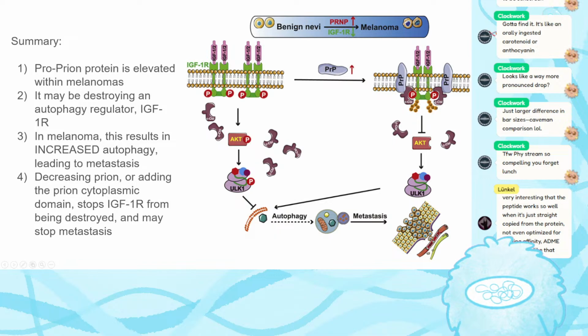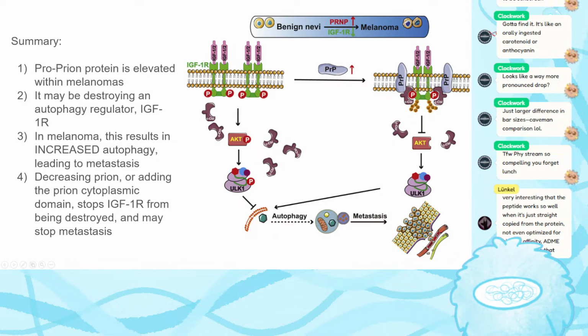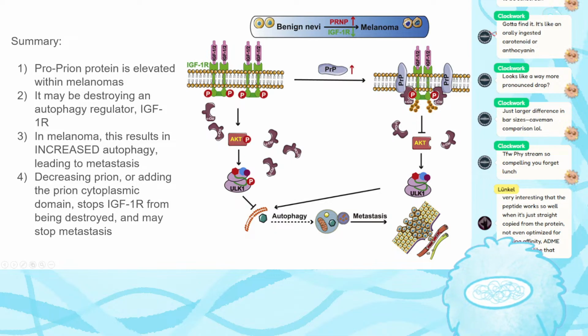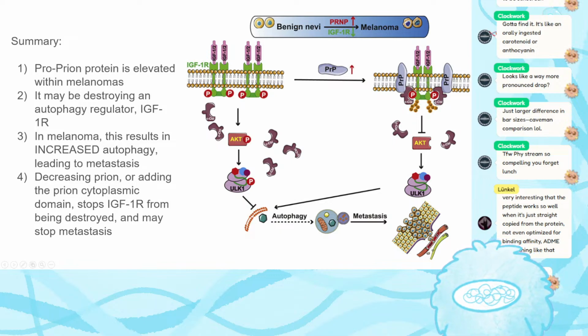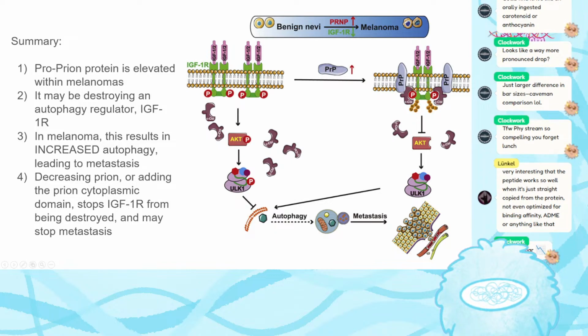So we are miraculously at the end of this stream, so I will give you all a summary. Prion, the special version of the prion protein that sticks out in the cell cytoplasm, is elevated within melanoma. And we have reason to believe that it may be destroying an autophagy regulator, IGFR1. And then in melanoma, this results in, I always get this confused, this ends up with increased autophagy, which leads to metastasis. If you decrease the prion protein by genetically removing it, or if you add the cytoplasmic domain of the prion protein, it stops IGFR1 from being destroyed and may actually stop metastasis.